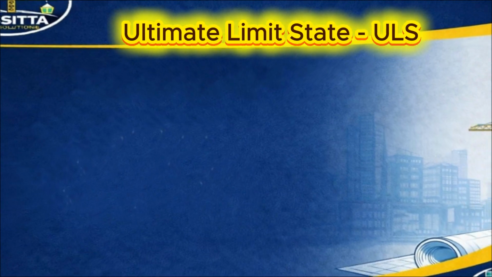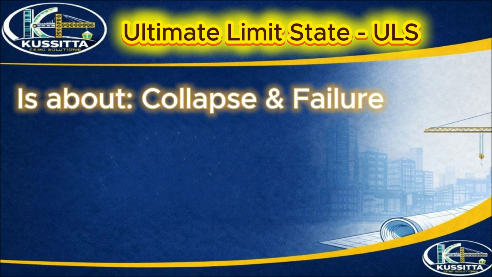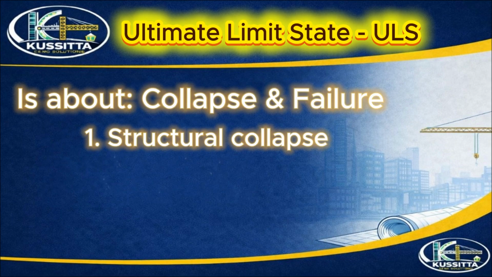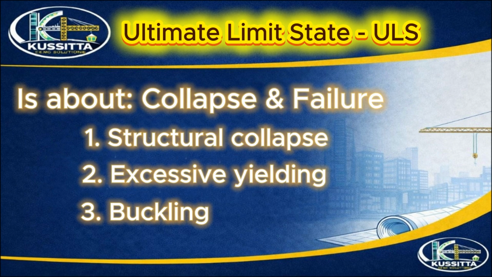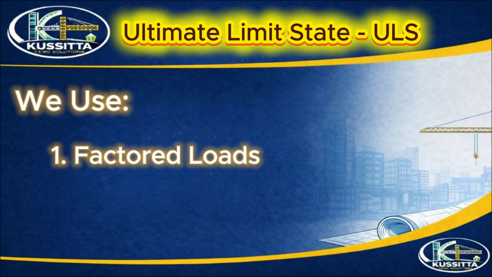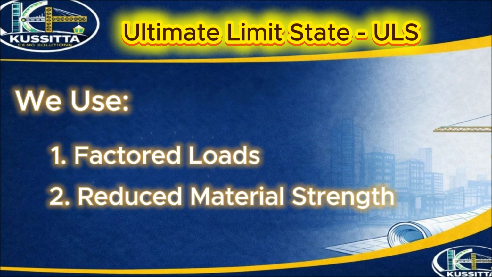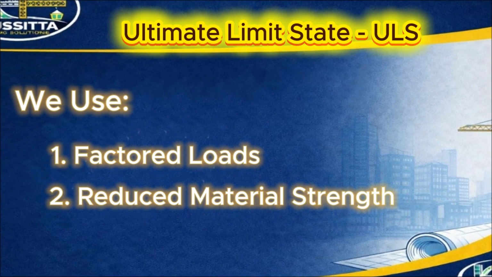Ultimate limit state, ULS: this is about collapse and failure. Examples: structural collapse, excessive yielding, and buckling. We use factored loads, that is loads multiplied by load factors, and reduced material strength, that means dividing by material safety factors.